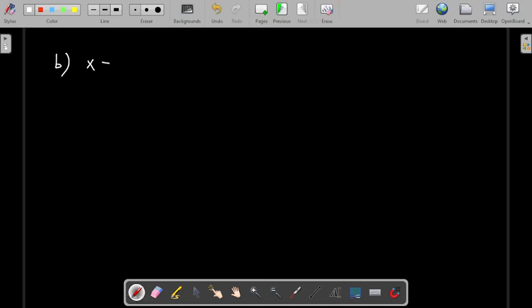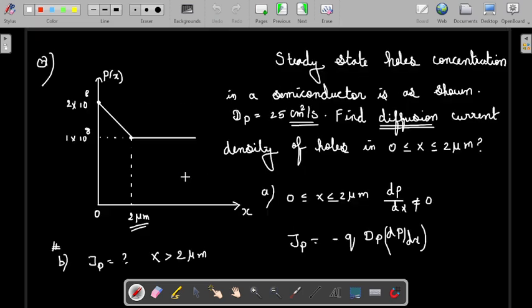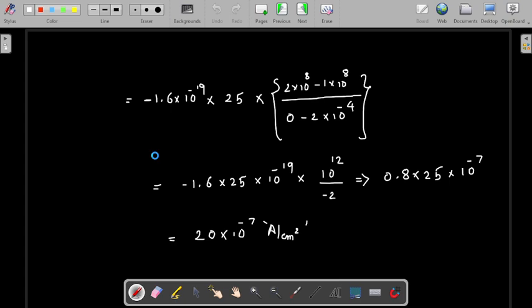When x is greater than 2 micrometer, we know that the profile dp by dx is equal to 0. So ultimately the JP diffusion current will be equal to 0, because there is no change in the slope or change in direction. Here there is a constant doping, so there will be no change in concentration or gradient of concentration. That's why the diffusion current will be 0 for this one.